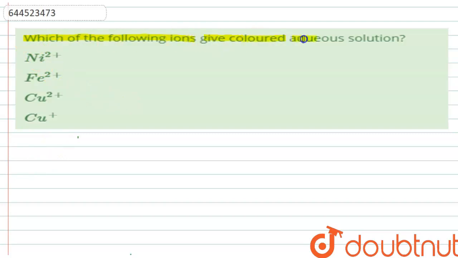Hello students, let us look at the question here, which says: which of the following ions give colored aqueous solution? And we have been provided with 4 options here and we need to choose the correct one.